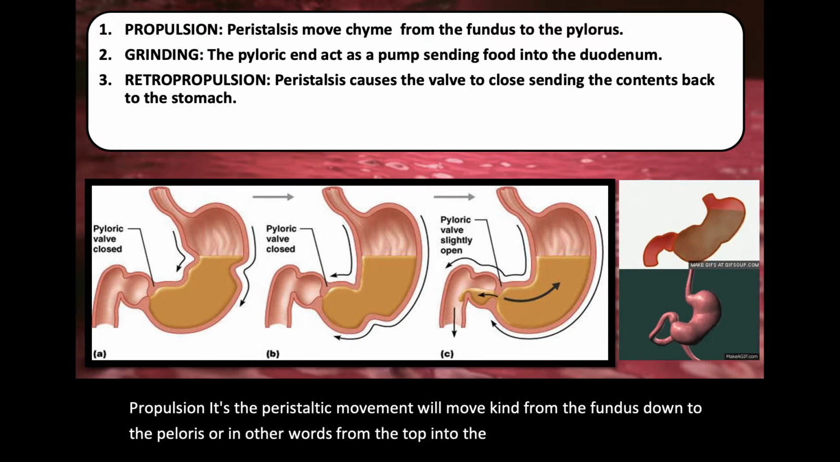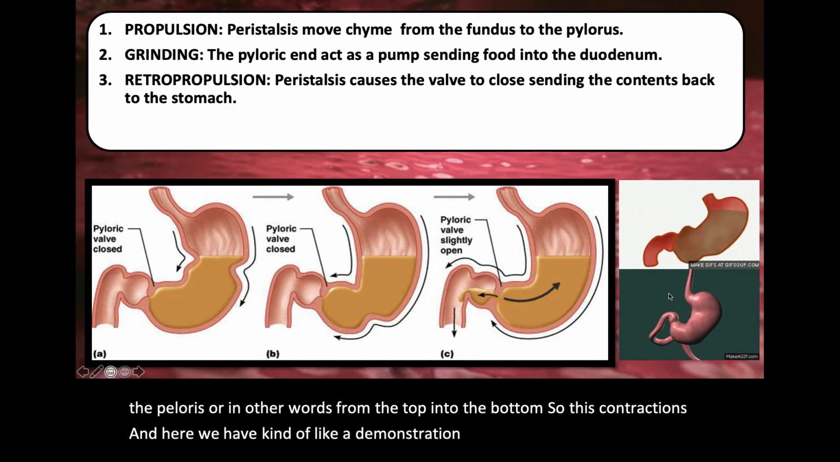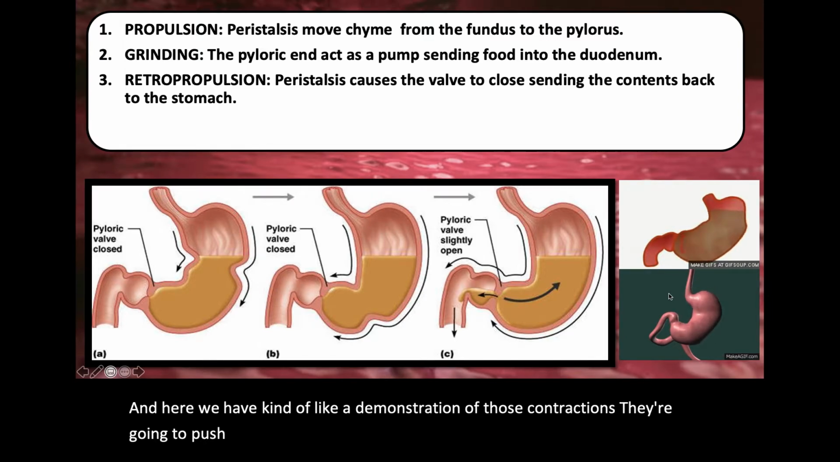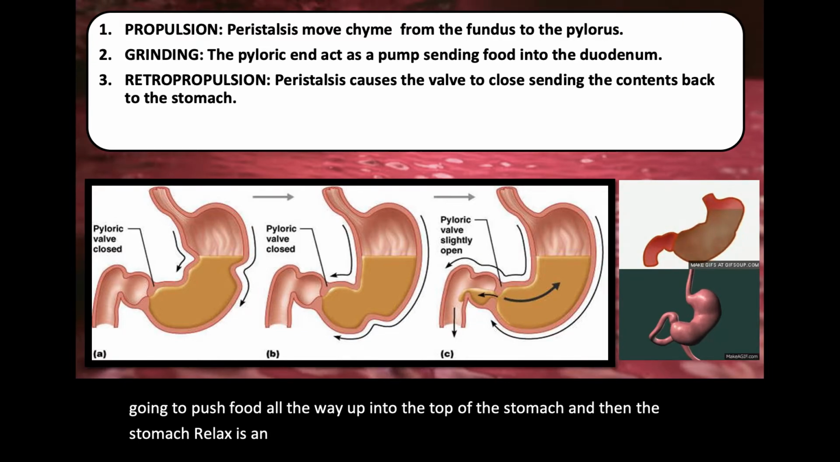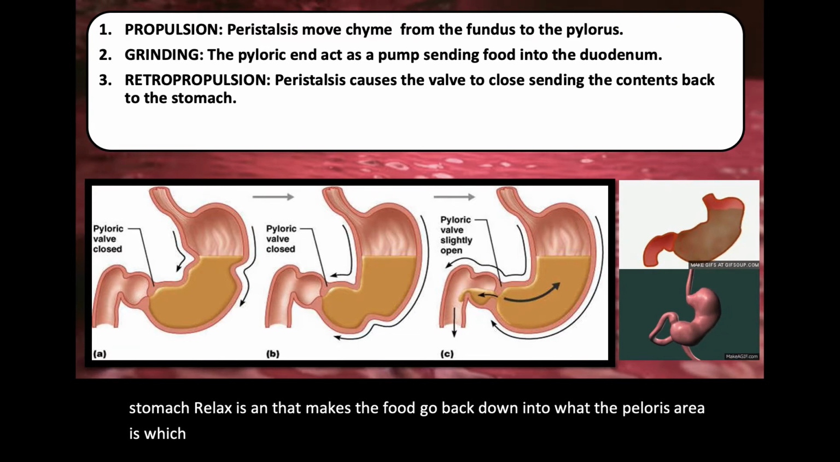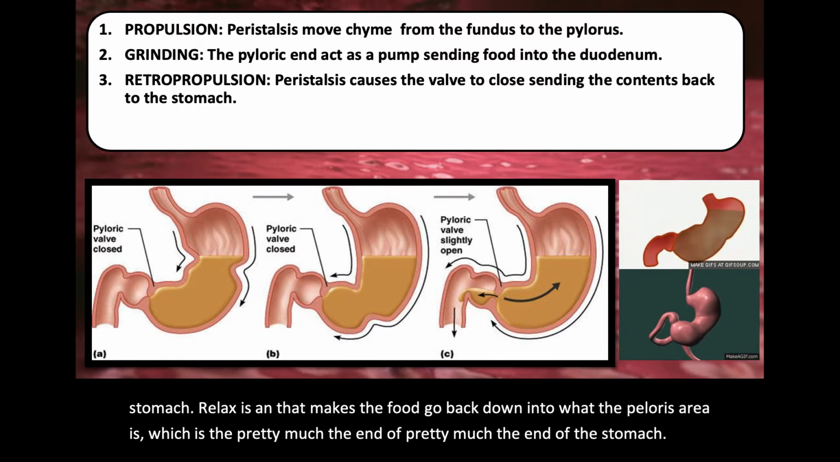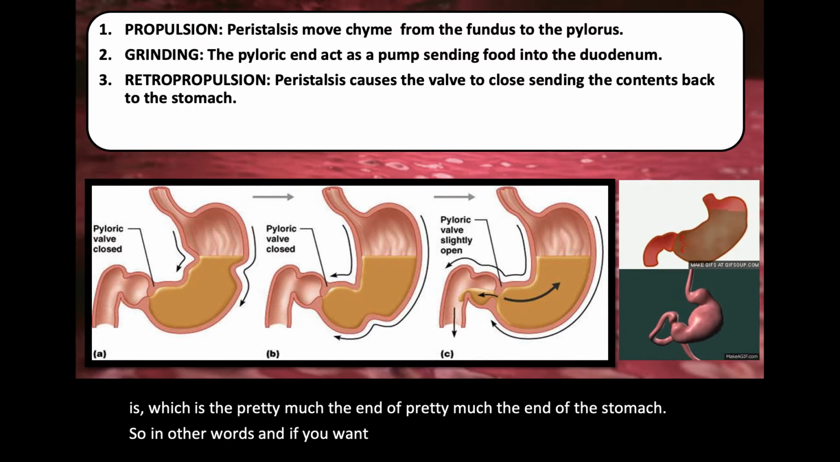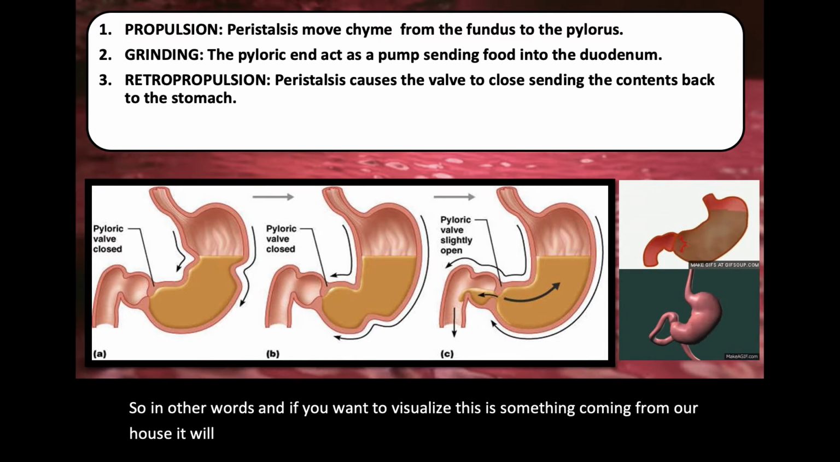These contractions, and here we have a demonstration of them, push food all the way up into the top of the stomach, and then the stomach relaxes, and that makes the food go back down into the pylorus area, which is pretty much the end of the stomach. If you want to visualize this as something common from our house, it's similar to a washing machine, moving things side to side, up and down.